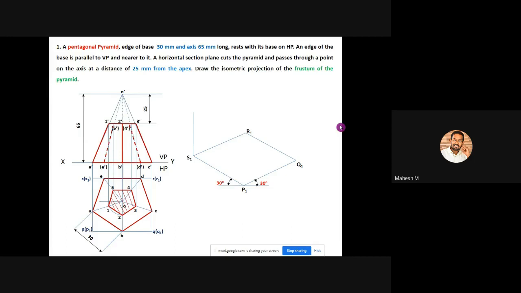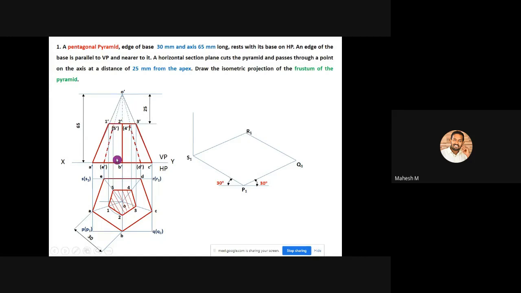So now the procedure. So before going to do that procedure, we can mark the top surface. Okay. So what is the height of this solid? That is equal to 65 mm. That is what our pentagonal pyramid height is. But here it is a frustum of pyramid. Okay. So here it is a frustum of pyramid.